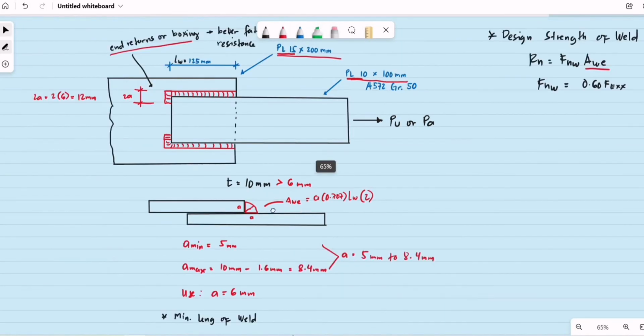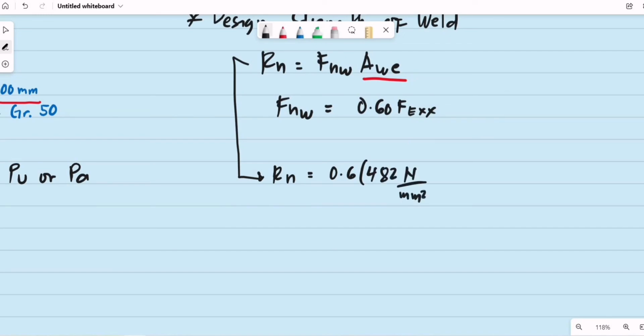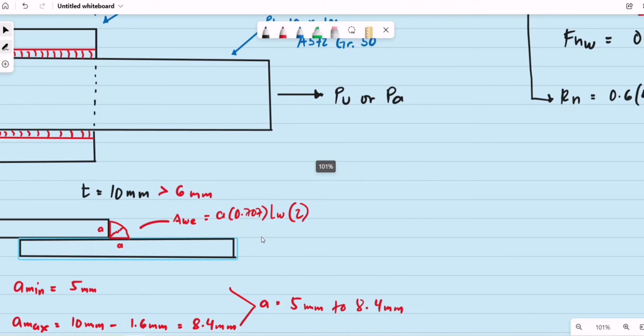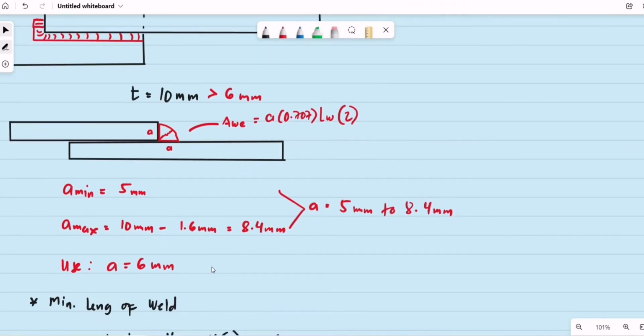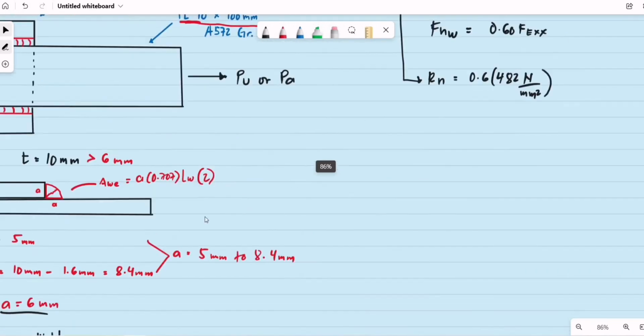Okay, so we are now ready to substitute. For the design strength, this is for the nominal strength of the weld. R sub n is equal to F sub nw, which is 0.60 of 70 ksi, or approximately equal to 482 megapascals. This is newtons per square mm. Then multiplied by A sub WE, that is the leg. Again, we are using the leg of the fillet weld as 6 mm. Then multiplied by 0.707, that is cosine of 45 degrees.